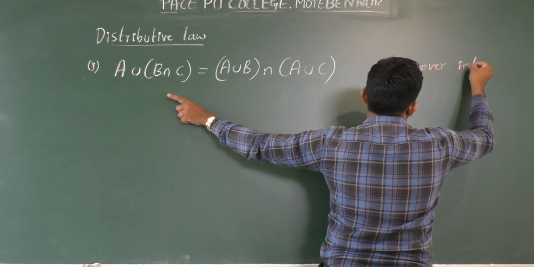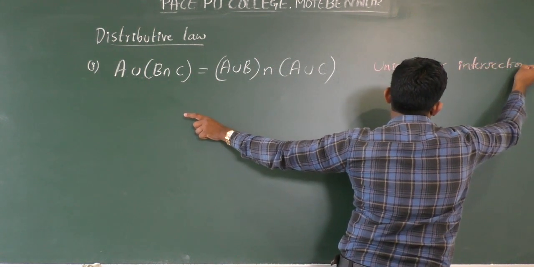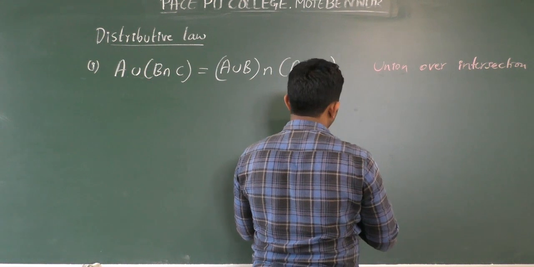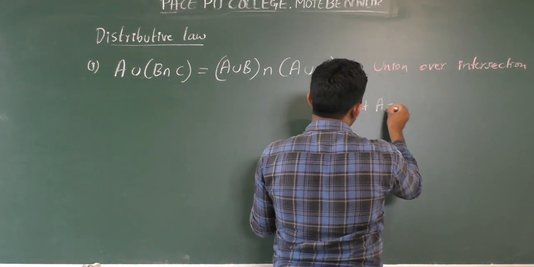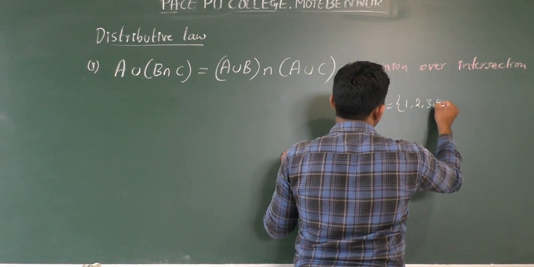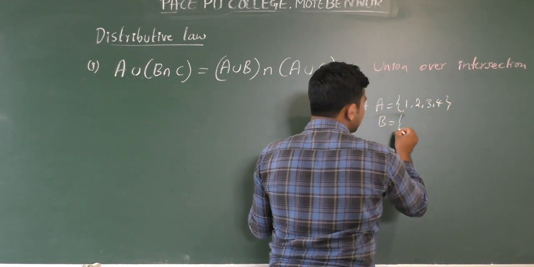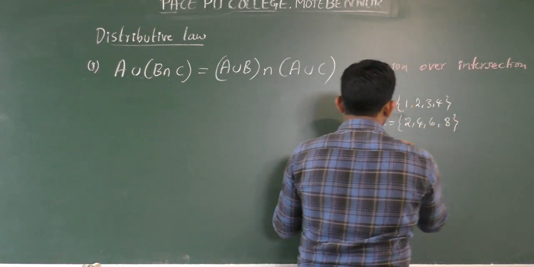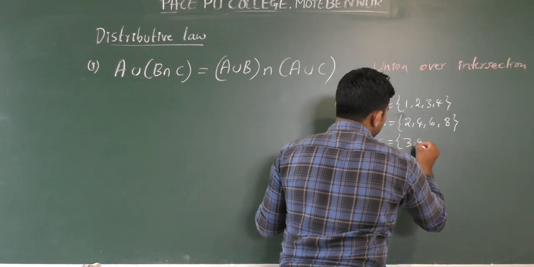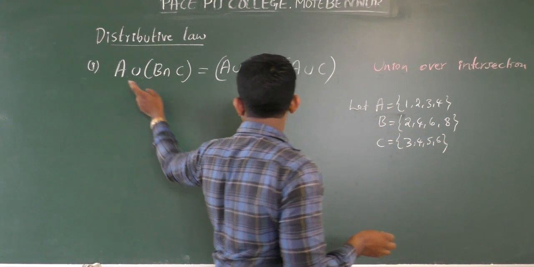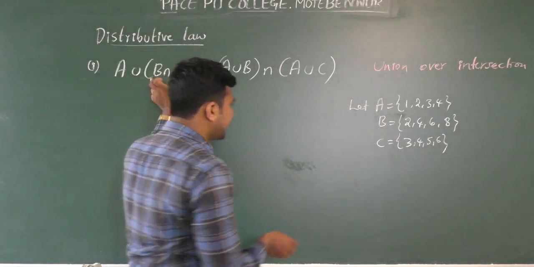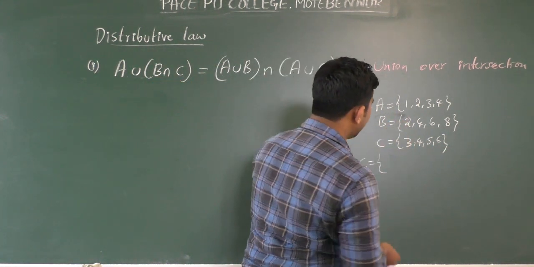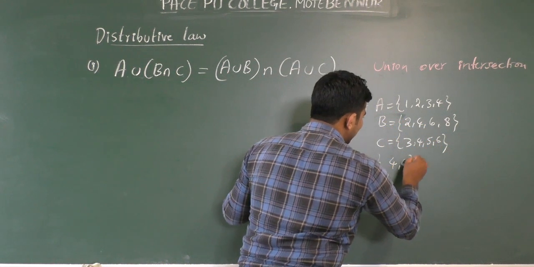So for that I'll consider one example for better understanding of the result. Say I'll consider A is equal to the set of all 1, 2, 3, 4, and B is equal to the set of all 2, 4, 6, 8, and C is equal to the set of all 3, 4, 5, 6. Like this I'll consider three sets. Now first I need to find the LHS value. For that I need to find B intersection C. So what is B intersection C? The common elements in B and C. So the common elements we have are 4 and 6.